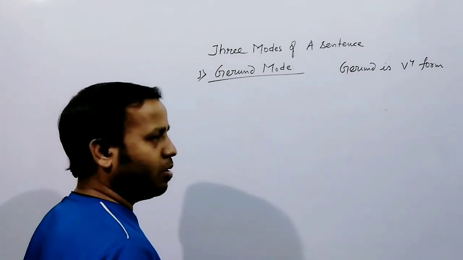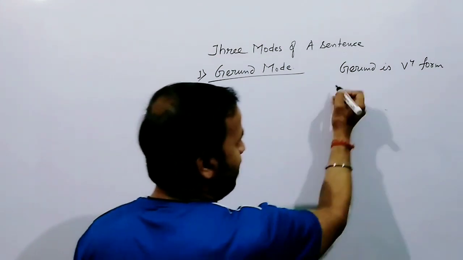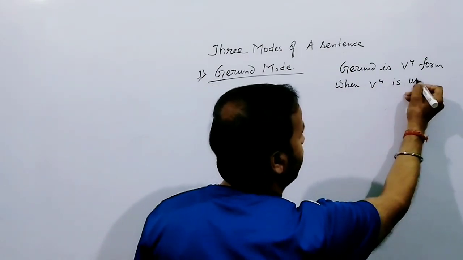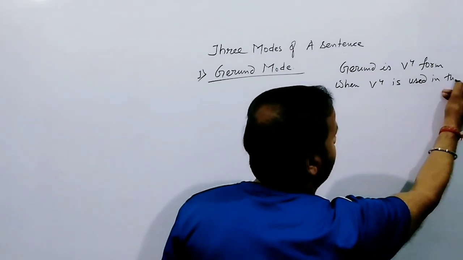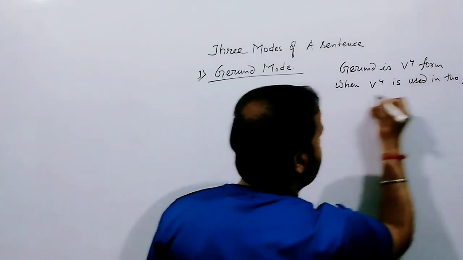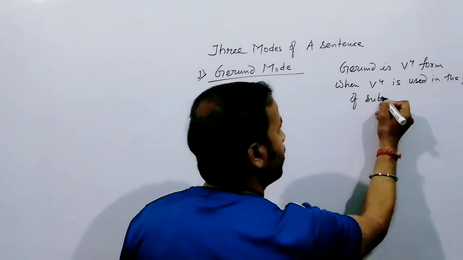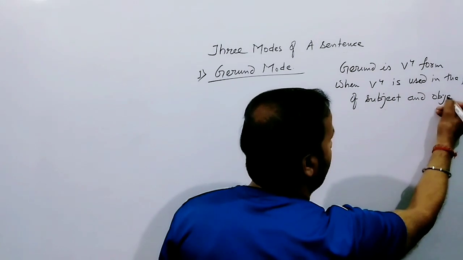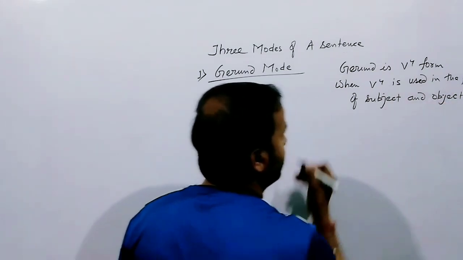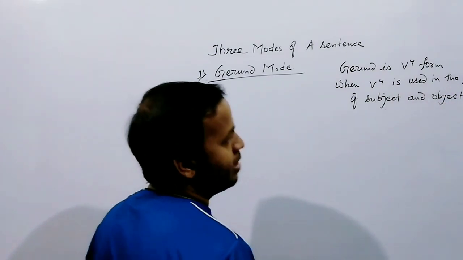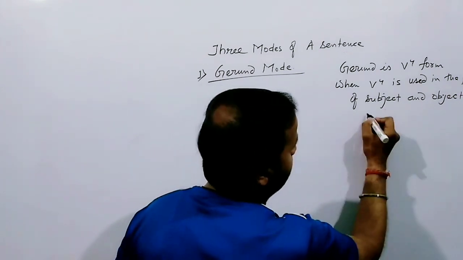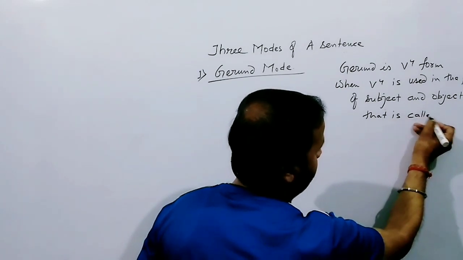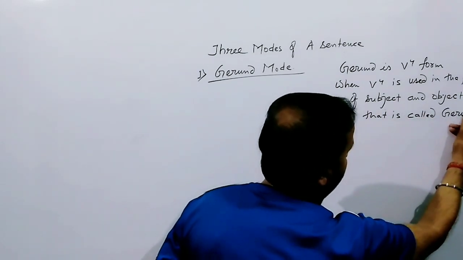So I am just going to make it clear that when V4 is used in the place of subject and object, that is called gerund.